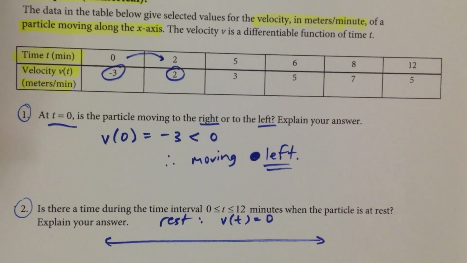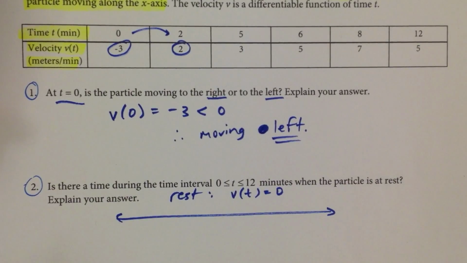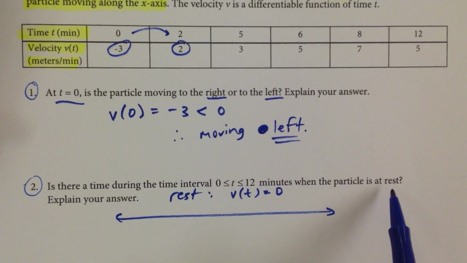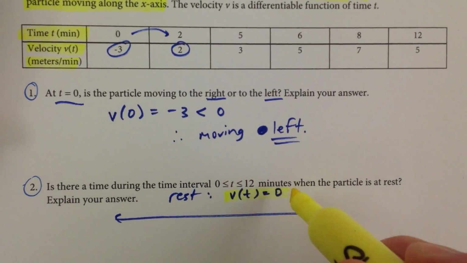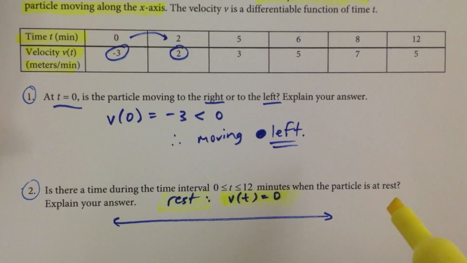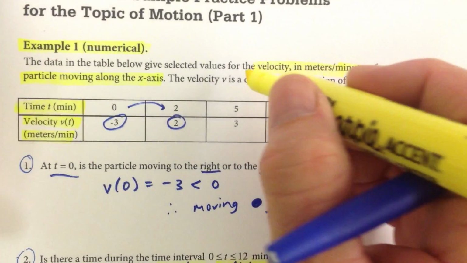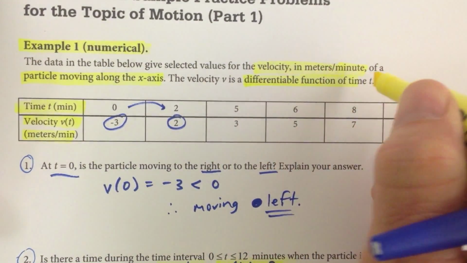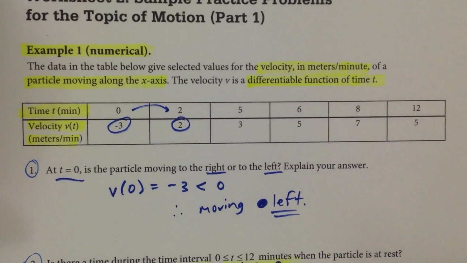And then for number 2, we're supposed to figure out, during this time interval, is there a time when the particle is at rest? And if you remember, at rest means that the velocity is equal to 0. And if you remember even further back, we know that when we have a differentiable function, which we're told we have, it means it's continuous.